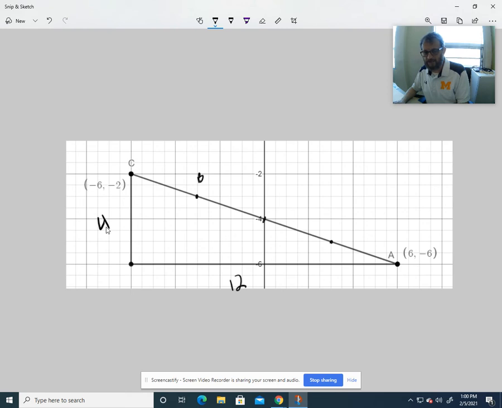So I'm going to cut this into 4 parts: 1, 2, 3, 4. Same thing here, I'm going to cut it into 4 parts: 1, 2, 3, 4. Now, each one of these is 3 because you cut 12 into 4 parts. And each one of these is 1 because you cut 4 into 4 parts.